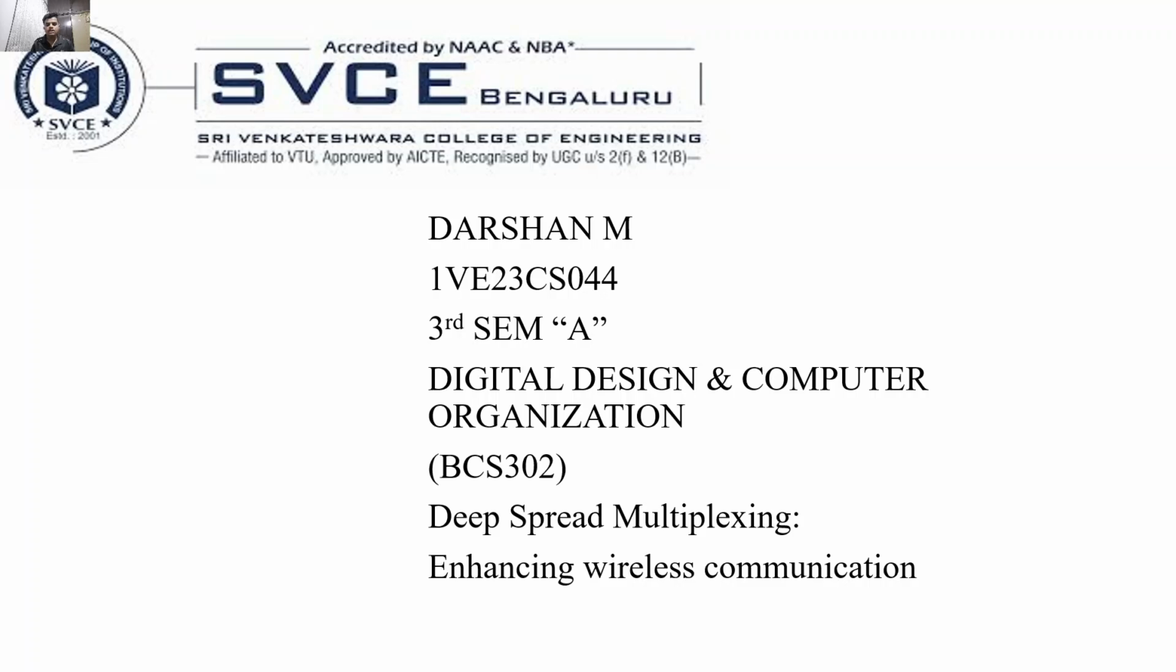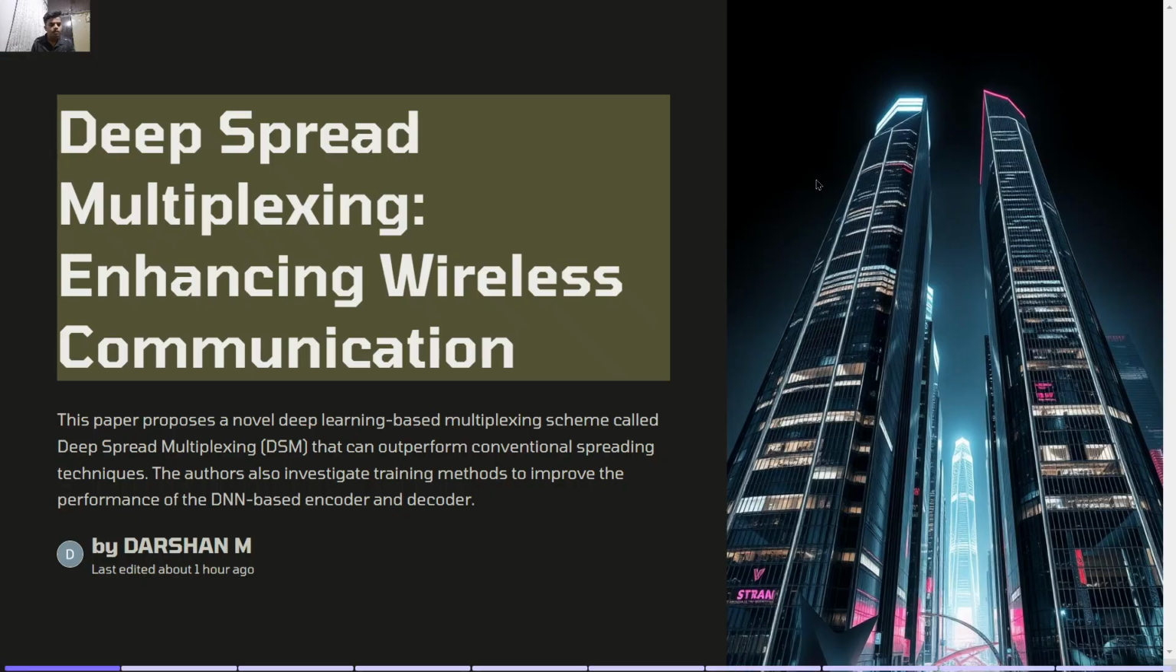In the subject of Digital Design and Computer Organization, we will be discussing a research paper on the topic of Deep Spread Multiplexing. Deep Spread Multiplexing, Enhancing Wireless Communication. This paper proposes a novel deep learning based multiplexing scheme called Deep Spread Multiplexing that can outperform conventional spreading techniques. The authors also investigate training methods to improve the performance of the DNN-based encoder and decoder.